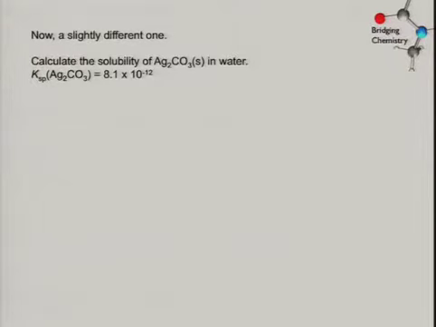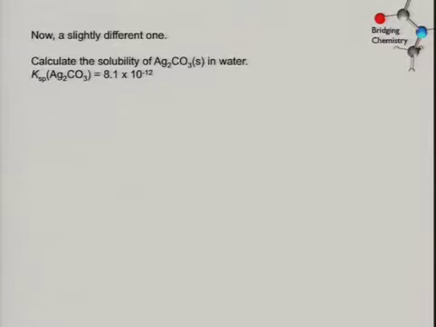So given that KSP, you can work out the value of S, yeah? Because calcium carbonate is the same as silver chloride. This is the one that's slightly different. Silver carbonate, right? So the KSP of silver carbonate you're given as being 8.1 times 10 to the negative 12. So what we want to do here is work out the value of the solubility S.